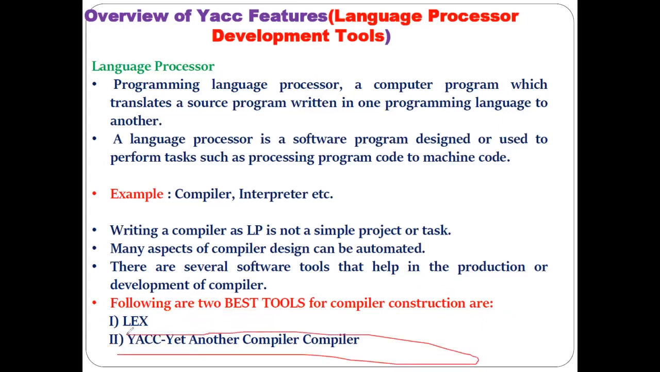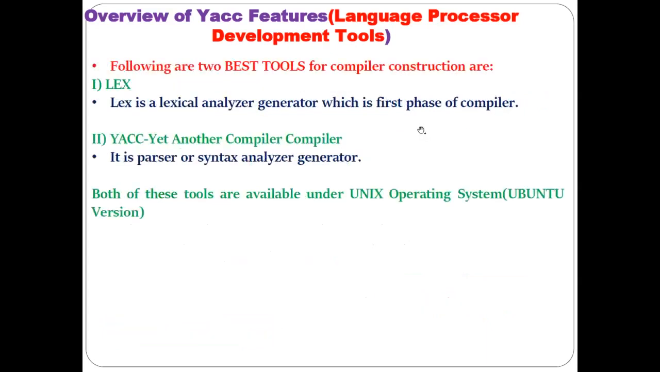So today we are going to discuss this yet another compiler tool, Yacc. As I told you last time, LEX is a lexical analyzer generator, which generates the first phase of the compiler. To generate the first phase of the compiler in an automatic way, we utilize the LEX tool. And the second tool is Yacc, yet another compiler compiler.